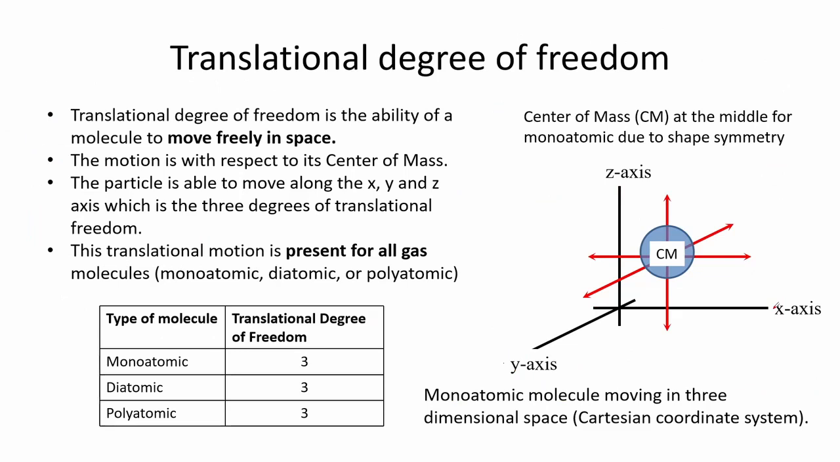Translational degree of freedom is the ability of a molecule to move freely in space. Shown in the figure is a monatomic molecule moving in three-dimensional space. For this case it is in a Cartesian coordinate system. The motion is with respect to its center of mass, and for this case is in the middle of the mass due to symmetry. The particle is able to move along the x, y, and z axis, which is the 3 degrees of translational freedom. This translational motion is present for all gas molecules. It applies to monoatomic, diatomic, or polyatomic types of molecules, so that means they all have 3 degrees of translational freedom.